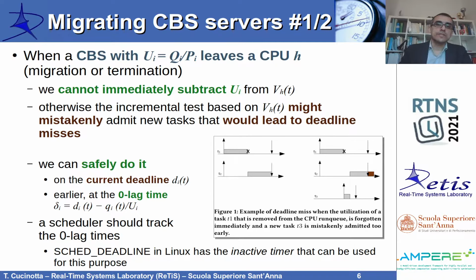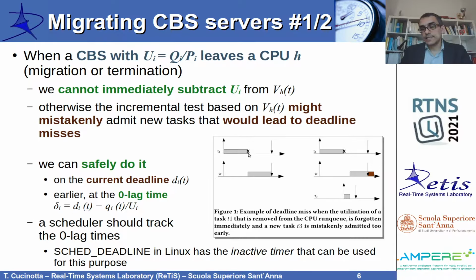Specifically, we know that when a CBS server is leaving a CPU H, which can be because of task termination or migration to a different CPU, we cannot immediately subtract the task utilization from the total utilization of the core, because otherwise we risk running into the situation shown in the picture, where we have tau1 and tau2 with the same parameters.